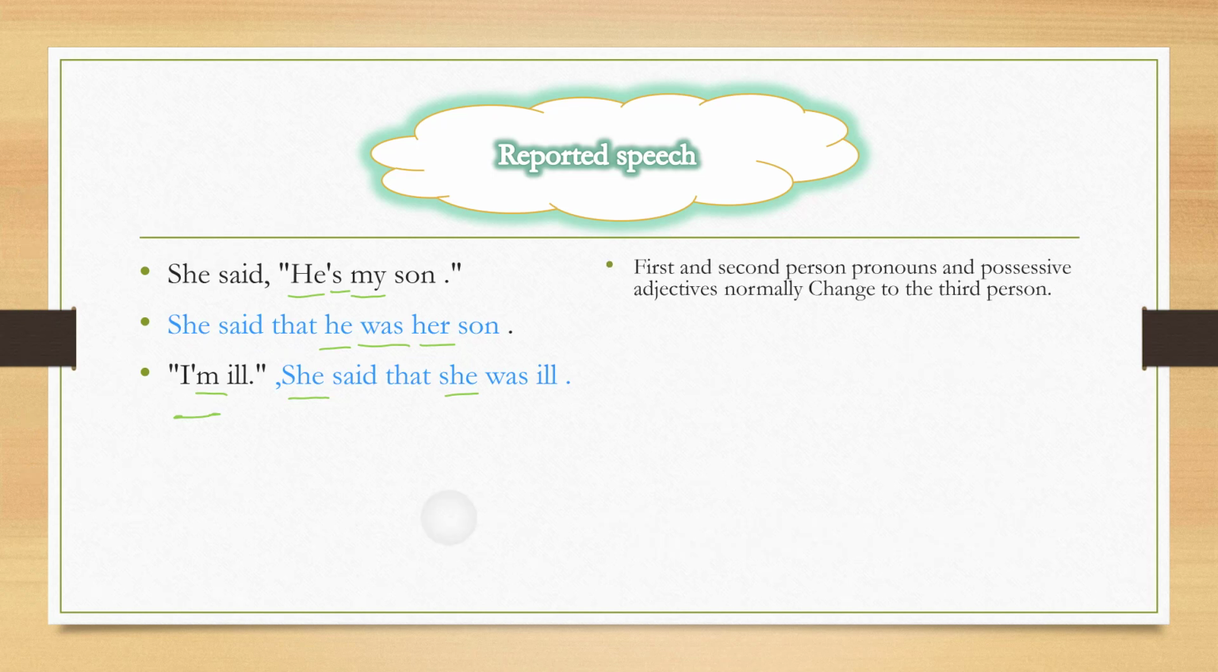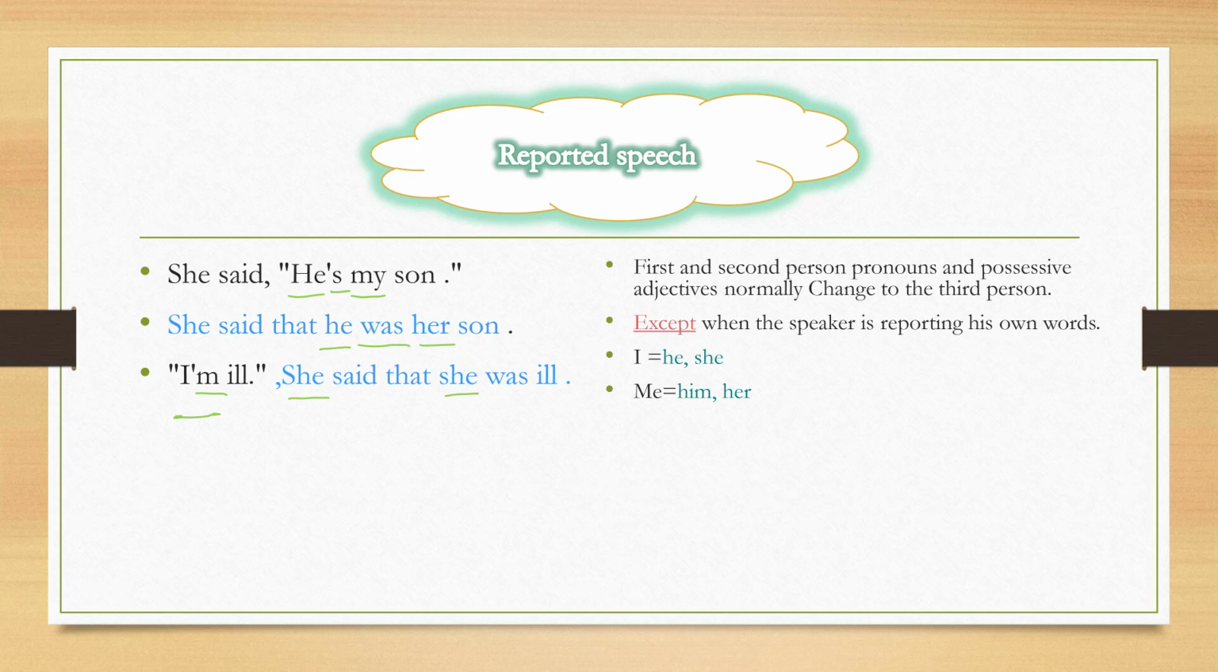First and second person pronouns and possessive adjectives normally change to the third person, except when the speaker is reporting his own words. So when I say I am, I said, I say, I said, I was. But here, all the pronouns change.